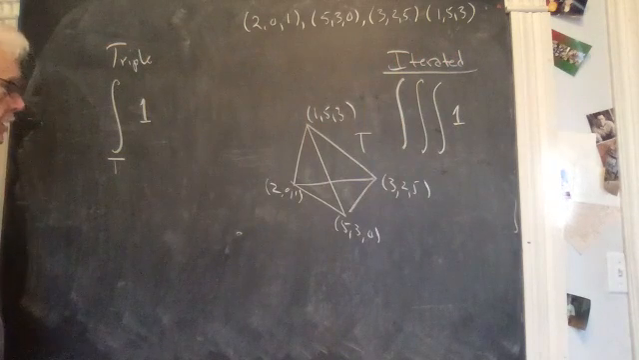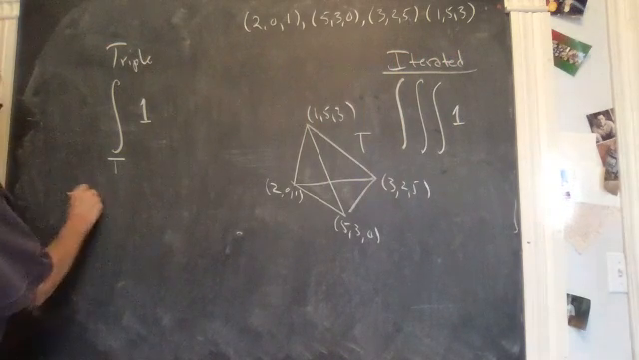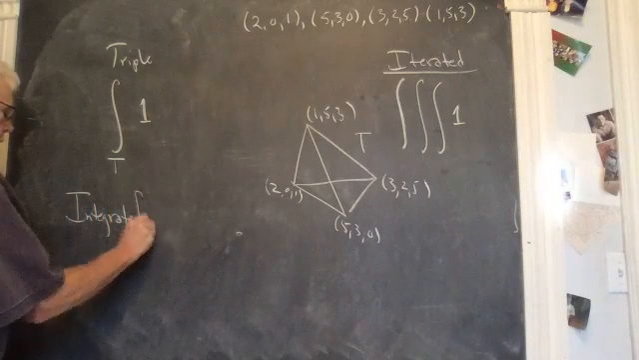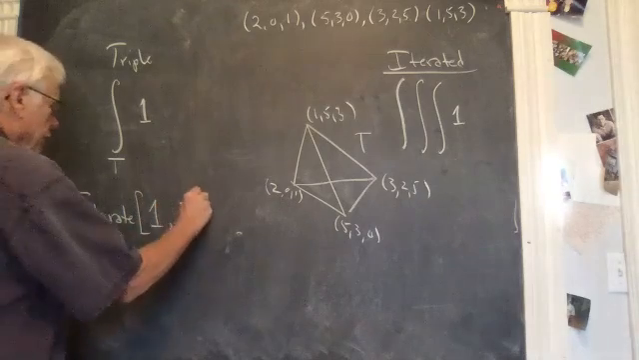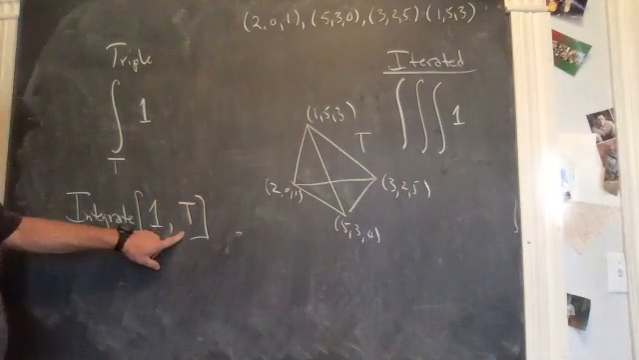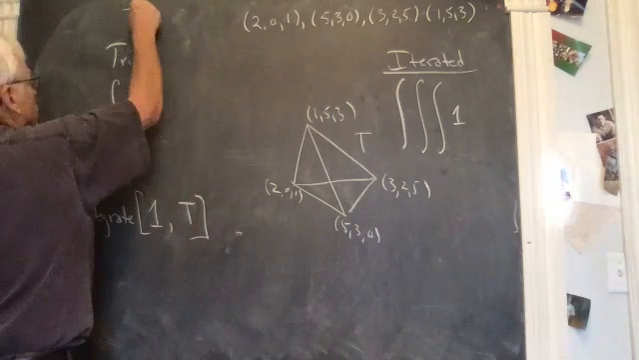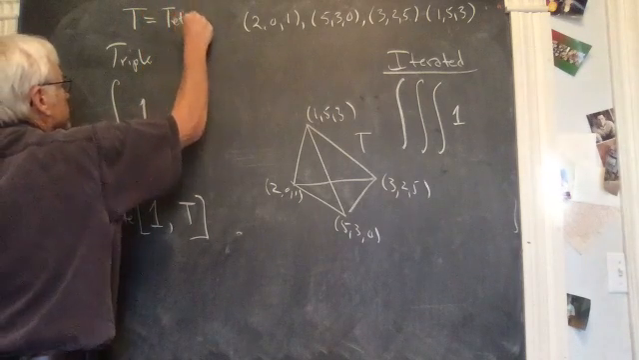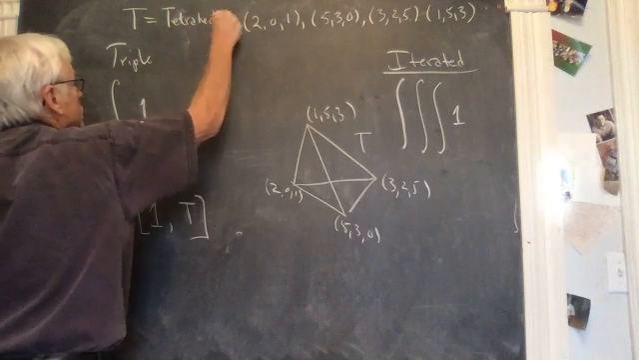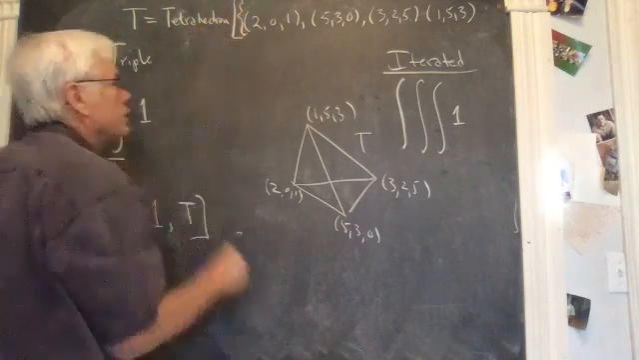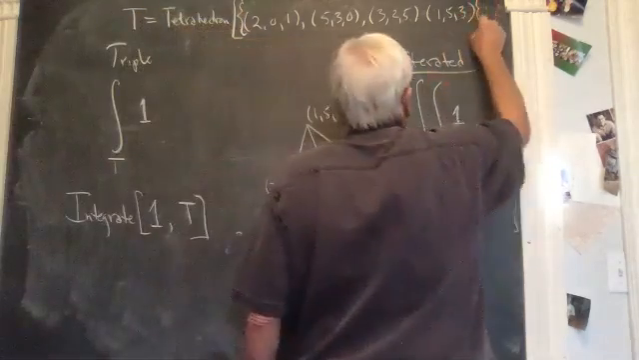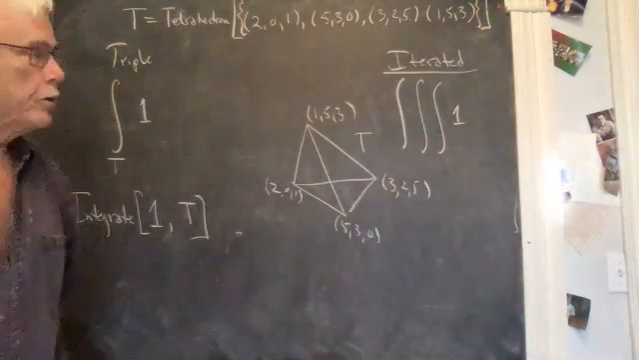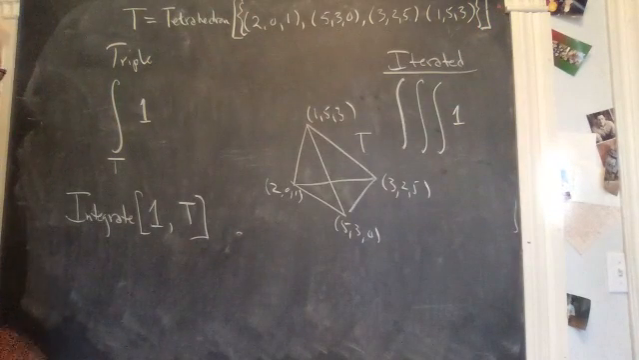And the way Mathematica deals with these is: integrate the one function over T, but you have to define T, which we could have done up here. Well, I think Tetrahedron is a Mathematica command. So it's pretty easy to define T as a tetrahedron. And this does it.